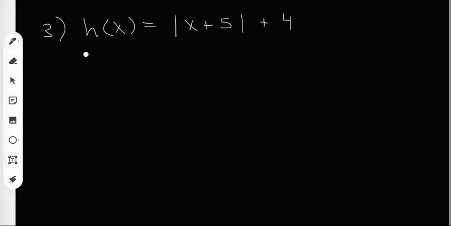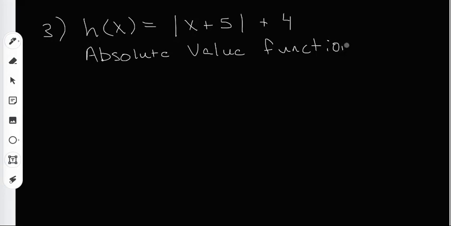So what parent function is this going to be? This is the absolute value function. And I know that I can write it as p of x equals absolute value of x. So what's going to happen here is you're actually going to be graphing a V shape. So if I was to graph this on Desmos, I would get something like this. I would get a V shape that goes through the origin.